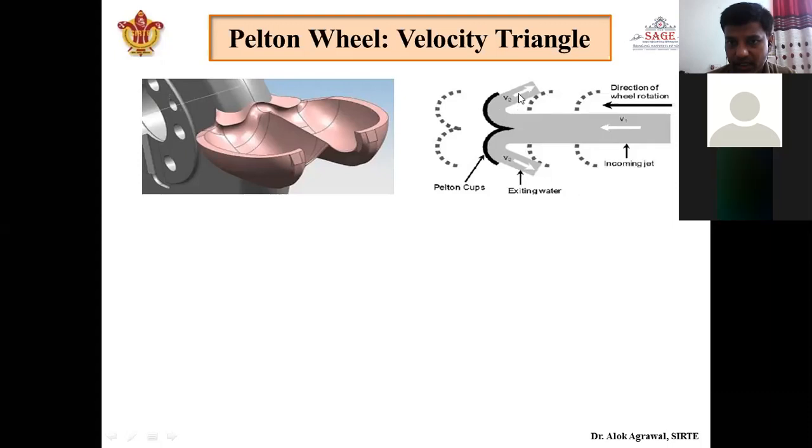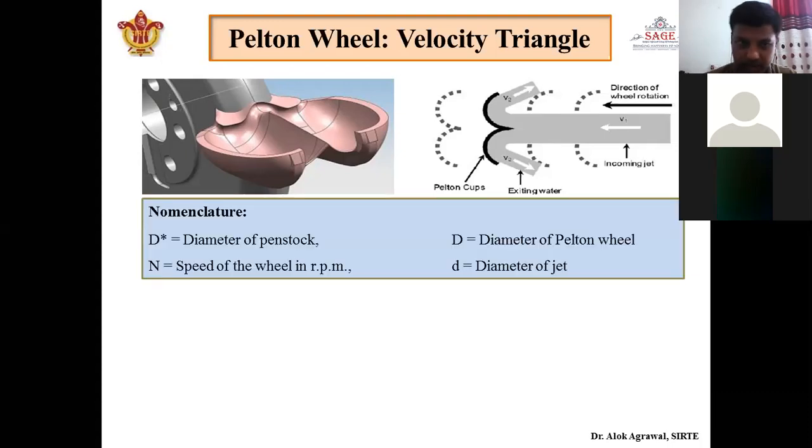So with this concept, we will go for velocity triangle. There are certain nomenclatures that we have to keep in mind. This D star is the diameter of penstock. This capital D is the diameter of Pelton wheel. N is the speed of wheel in RPM, the speed of the bucket, the speed of the wheel with which it rotates, and small d is the diameter of this jet.